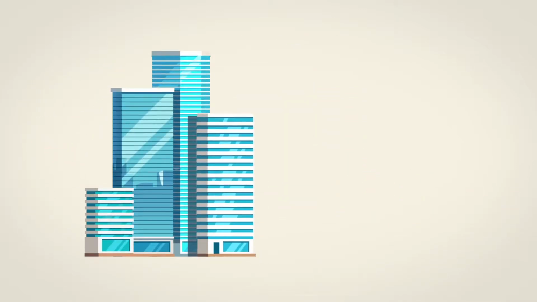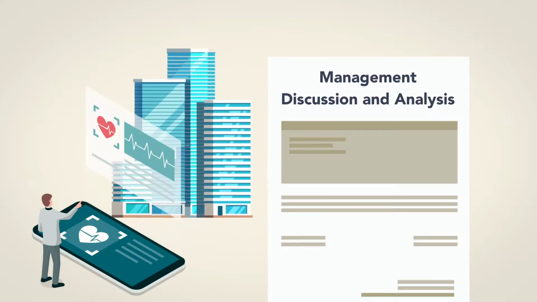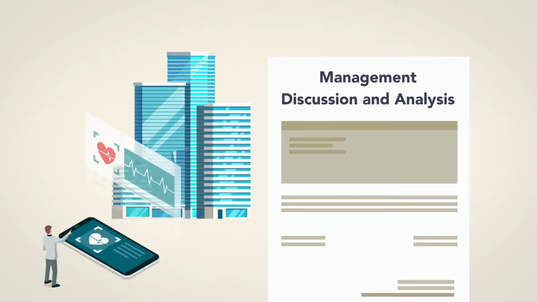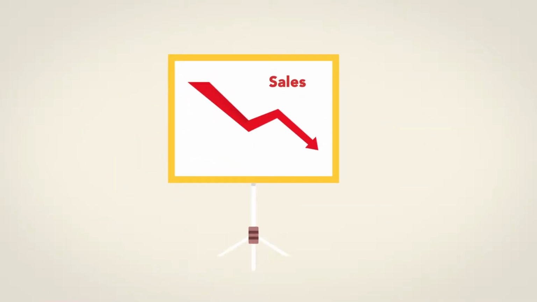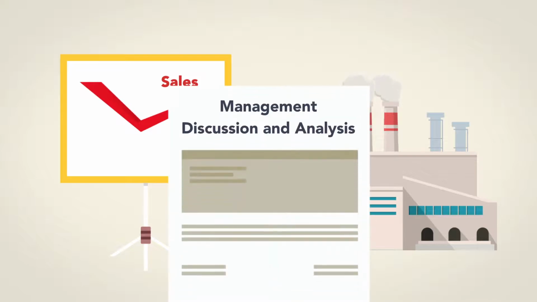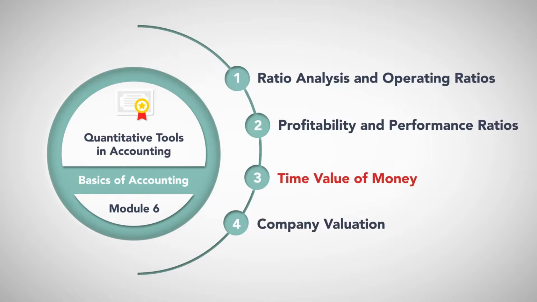A company's leadership may also issue a management discussion and analysis, where it adds a qualitative dimension to its portrayal of the company's financial health. In this section, company management may explain apparent inconsistencies or anomalies to shareholders. For example, assume Acme Corporation's sales show a dramatic drop from a reduction in productivity because it retooled a manufacturing plant. The management discussion and analysis section might explain that this investment actually increased Acme's profitability, even though it temporarily reduced revenue. The time value of money.